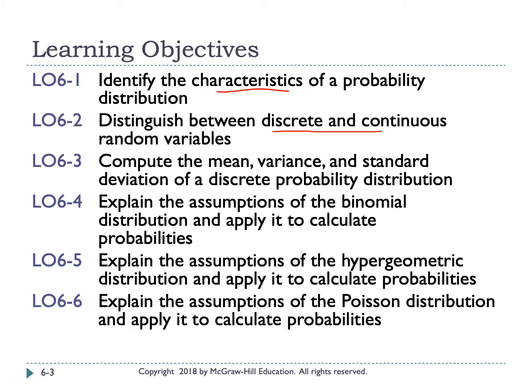And you should also be able to compute the mean, variance and standard deviation of a discrete probability distribution. Although I know that everyone has learned how to compute the mean, variance and standard deviation, the formulas that you have learned before are actually different from those for the discrete probability distribution. And you should also be able to explain the assumptions of binomial distribution, the hypergeometric assumption as well as Poisson assumption, and be able to apply all these distributions to compute their probabilities.